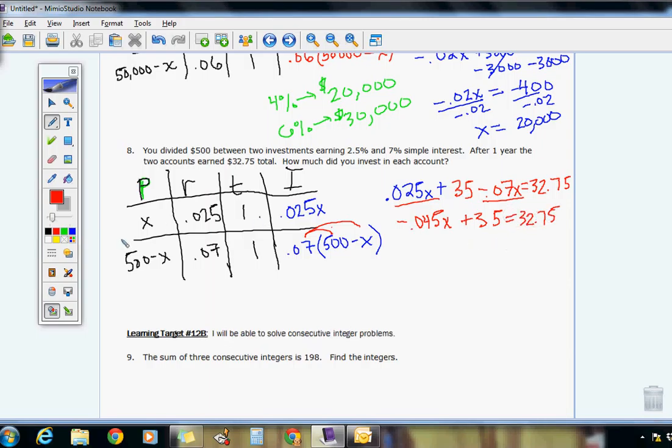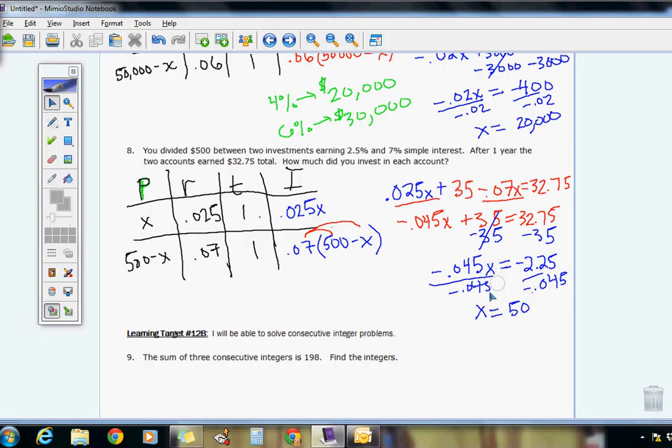32.75, okay? And then now, let's go back to blue, I'm going to subtract 35 from both sides. Obviously these cancel here, so I have negative 0.045x equals, and that's a negative 2.25. So when we divide both sides by negative 0.045, this x value comes out really nice and neat to 50. Okay, so what does that mean?